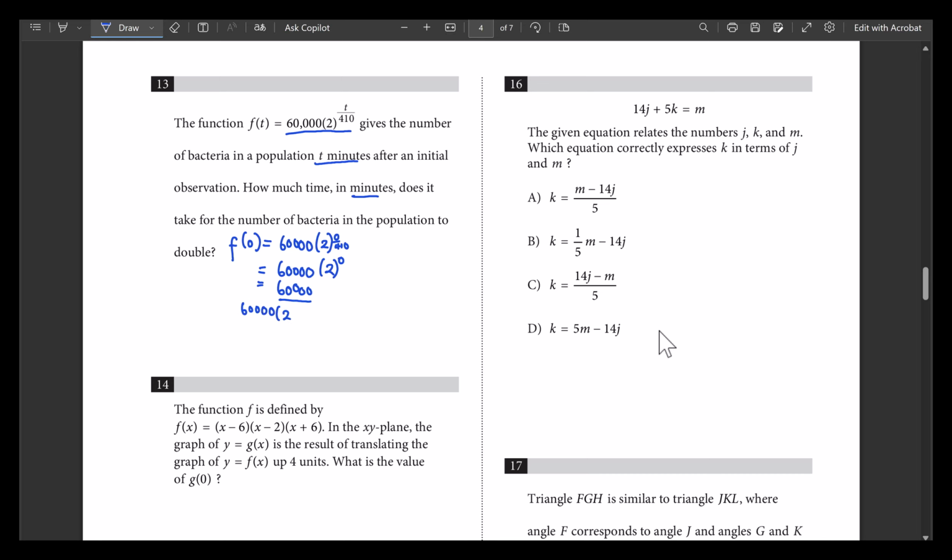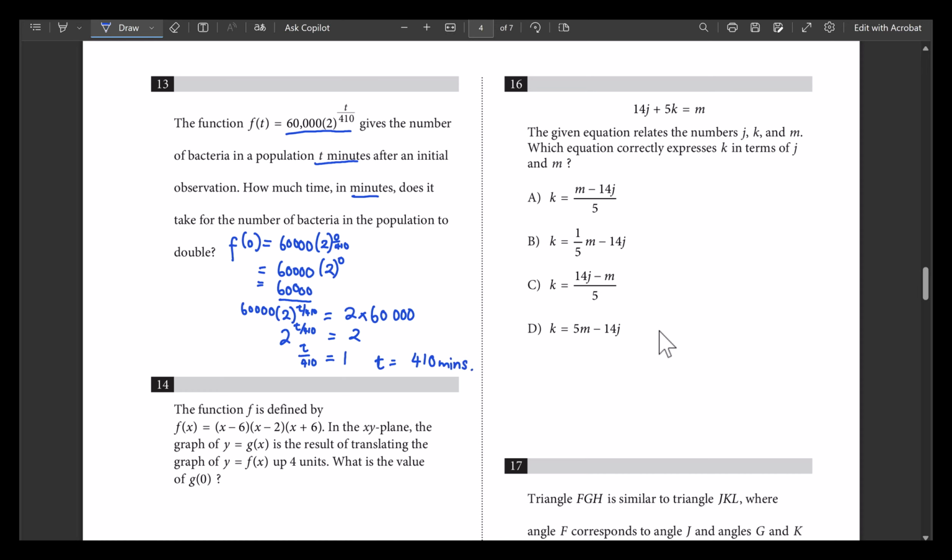60,000 multiplied by 2 to the power t over 410 is equal to 2 times 60,000, and we get our answer as 120,000. However, we're going to simplify the equation. 2 to the power of t over 410 is equal to 2. Since the bases are the same, we can equate the exponents to be t over 410 is equal to 1. Hence, our t is equal to 410 minutes.